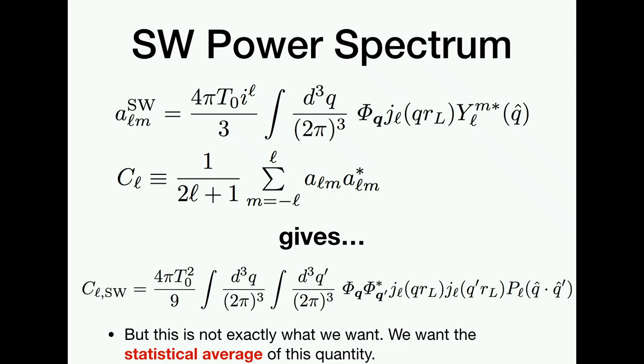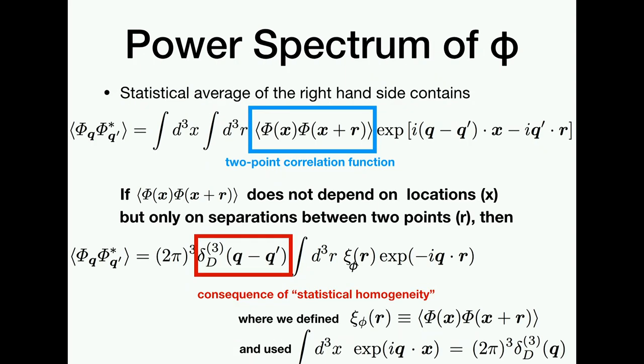You instead take the ensemble average. Assuming some probability distribution of phi, let's say Gaussian, you take the average of the product of the phi, let's write this. Now that's called the power spectrum, the three-dimensional power spectrum of phi. But let's try to understand this better.